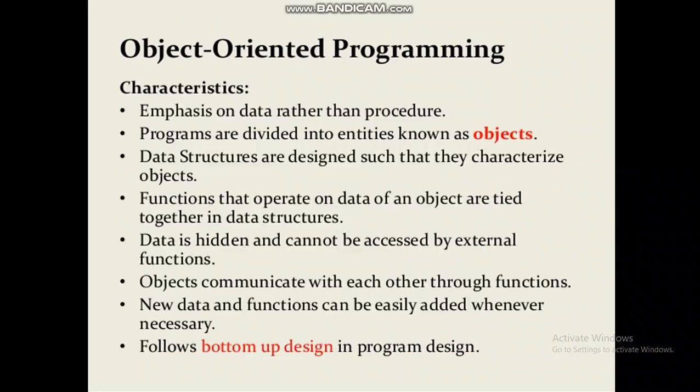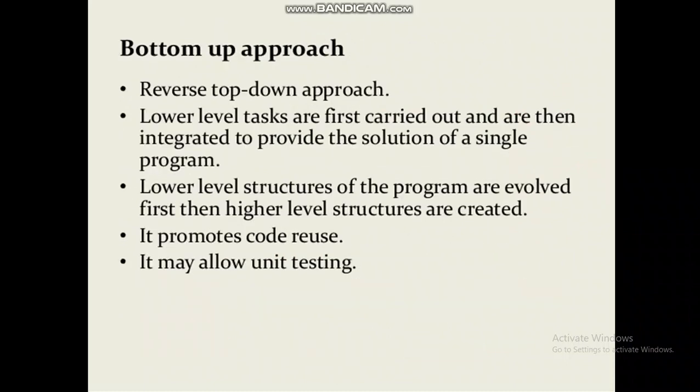What are the characteristics of OOPS? The programs are divided into objects. It follows bottom-up design. Objects can communicate with each other. New data and functions can be easily added. Functions that operate on data are tied together in data structures. Data is hidden. Emphasis on data rather than procedure.